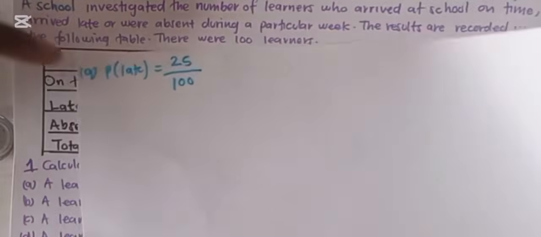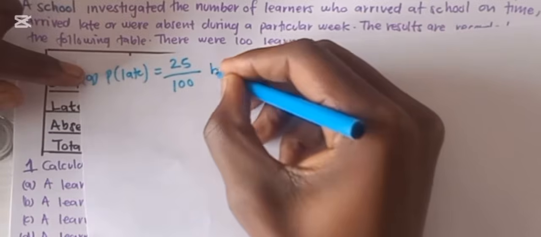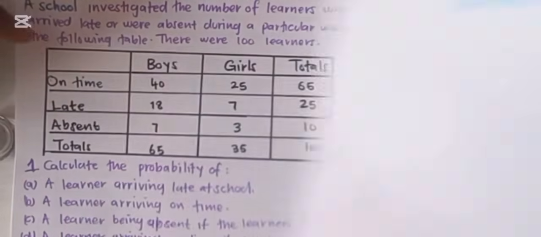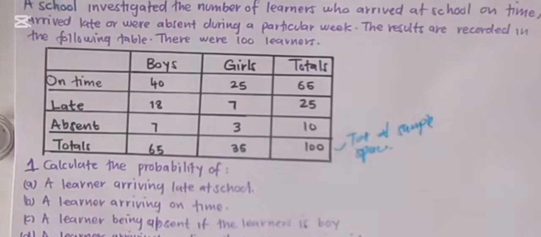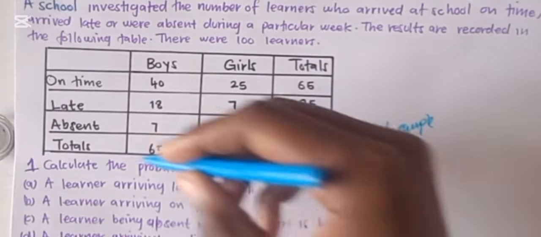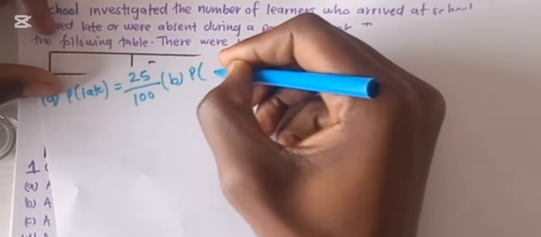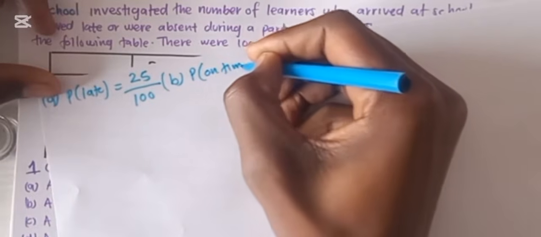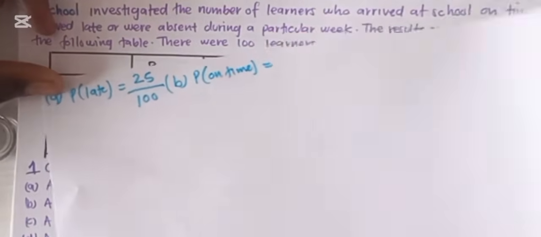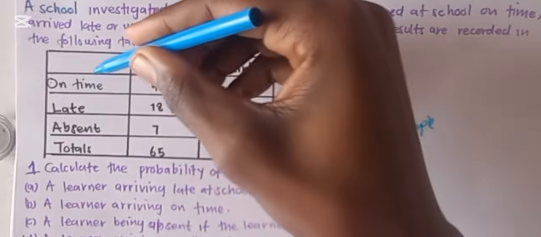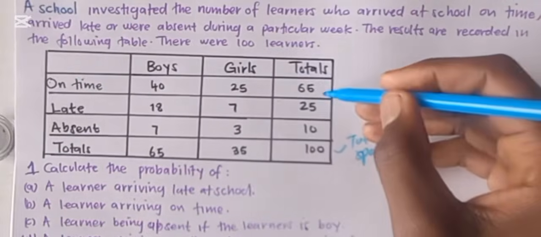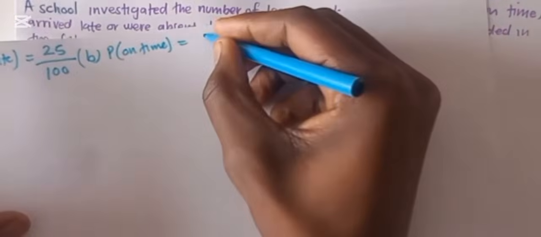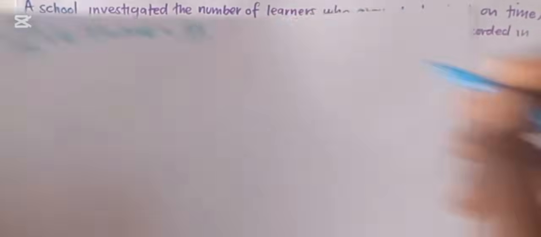Now let's take a look at the second question, which is B. They say a learner that arrives on time. They want the probability of the learner that arrives on time. So how many people are on time? In total it's 65. So this is very easy: 65 out of the total number, which is 100.